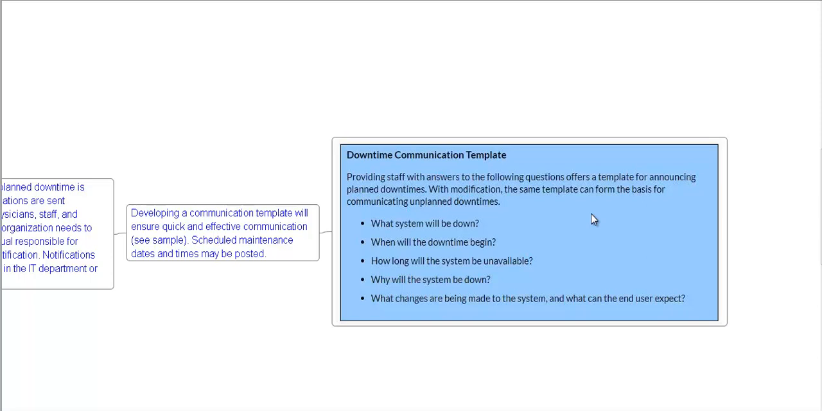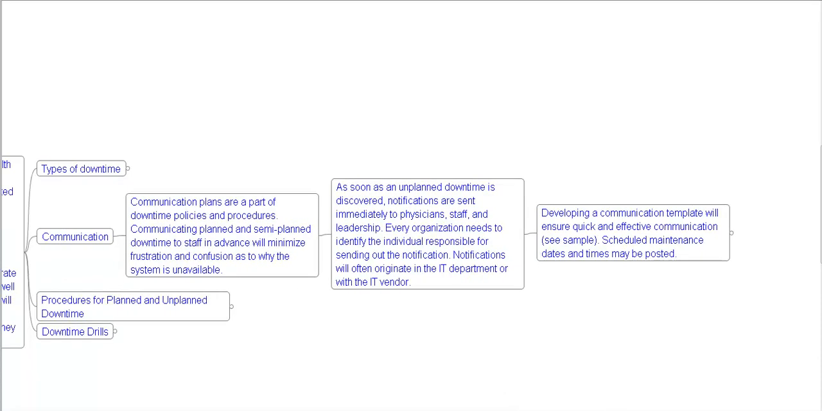What system will be down? When will the downtime begin? How long will the system be unavailable? Why will the system be down? What changes are being made to the system and what can the end user expect?